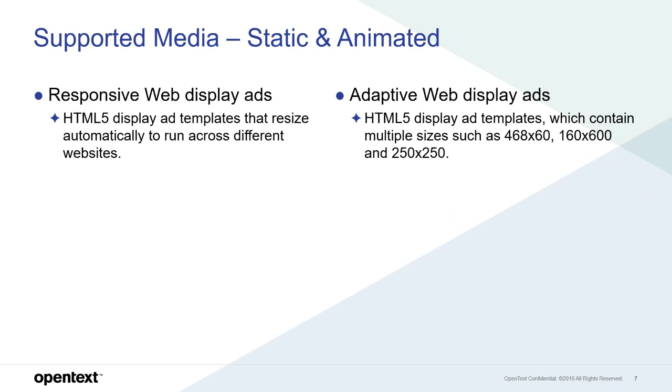We also utilize adaptive web display ads. This is slightly different to responsive. So normally the adaptive web display ads have set breakpoints within that ad. So for example, on the screen here you've got 648 by 60, or 160 by 600, and 250 by 250. So depending on where you're displaying that banner ad, it'll then dynamically choose the size that's most appropriate and then fit it to that frame.